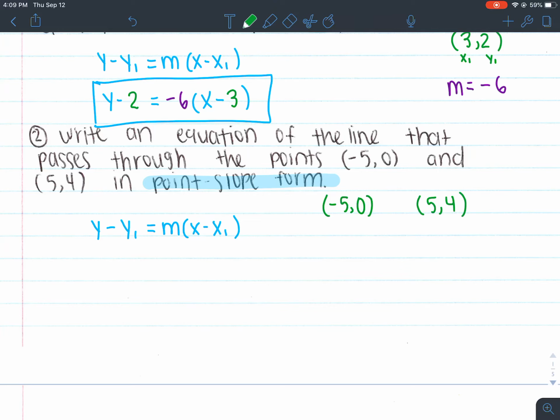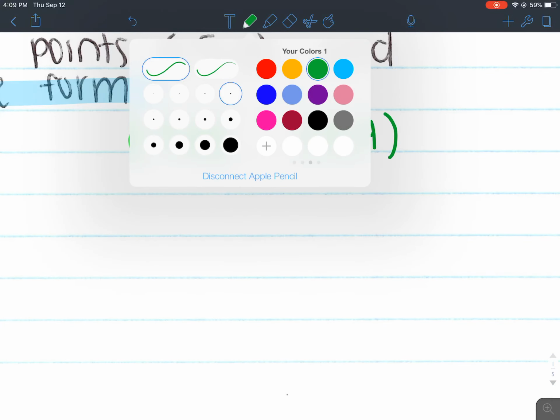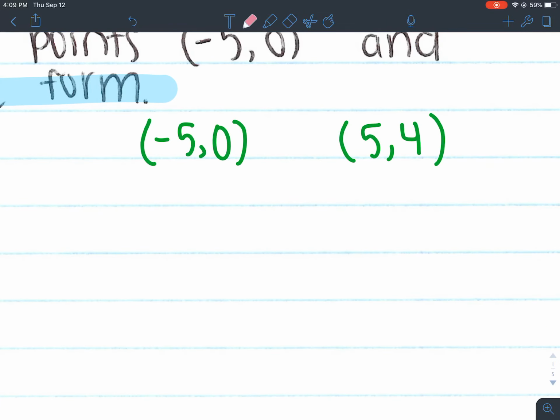Okay, well, in order to have point-slope form, I need a point and a slope. And it doesn't matter what point, so any point, I can choose either one. However, I'm not given the slope, so I have to find it. Well, I know how to find slope of 2 points. Use y2 minus y1 over x2 minus x1. So I'm going to label my points.